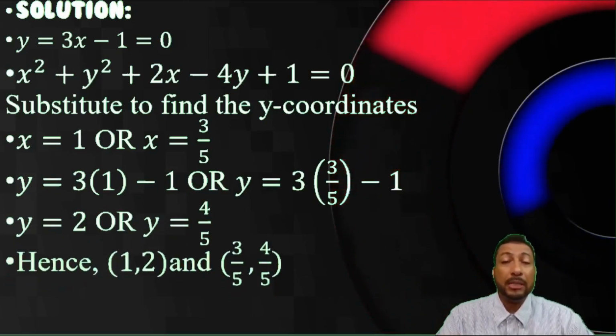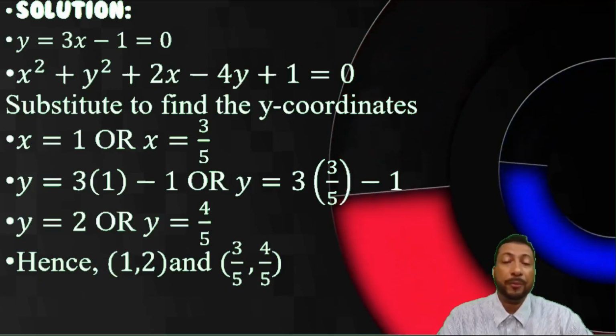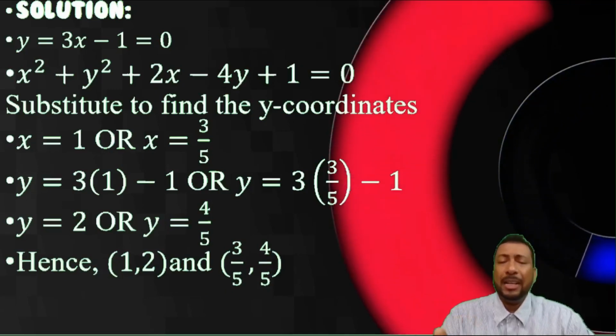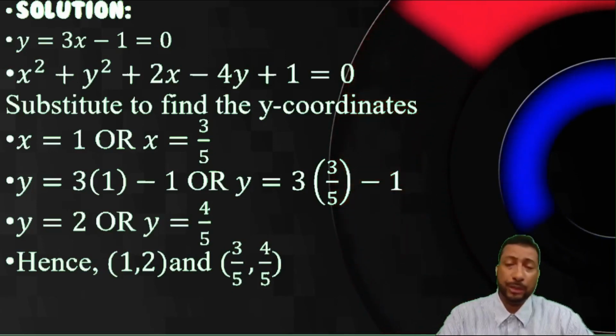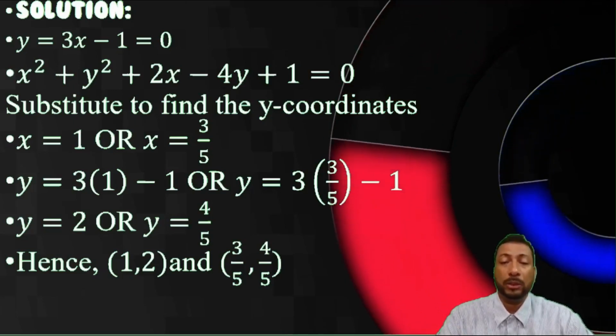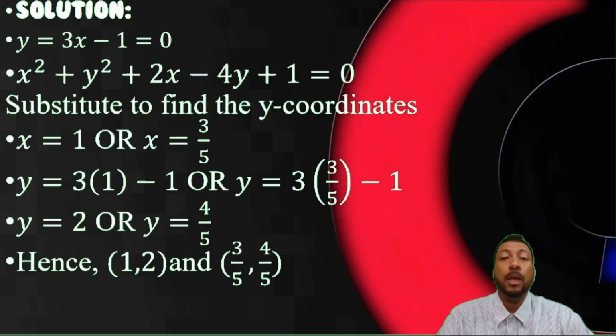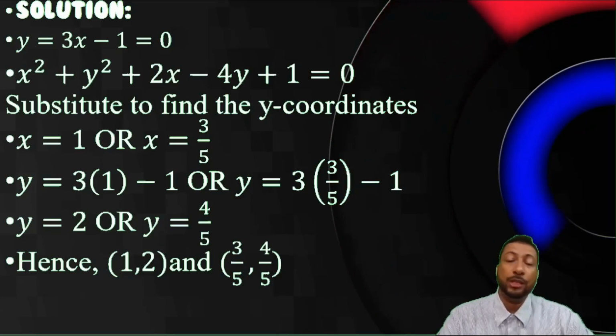So the coordinates of the points of intersection are (1, 2) and (3/5, 4/5). So the line y equals 3x minus 1 is not a tangent line to the circle. Why? Because there are 2 distinct roots, 2 distinct places where the line and the circle intersect with each other.